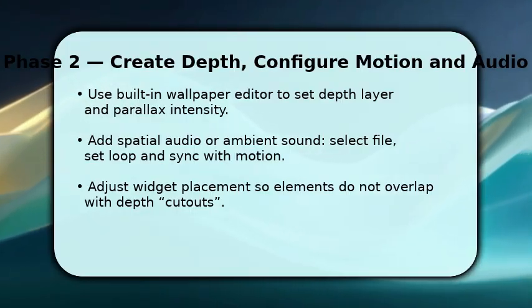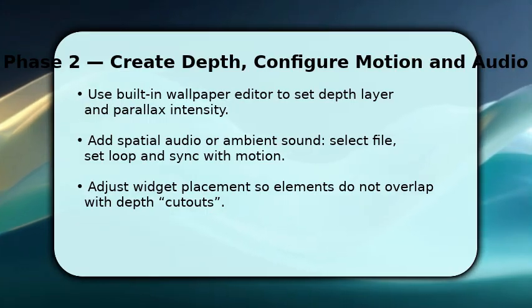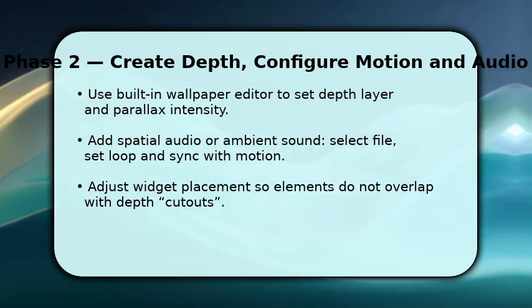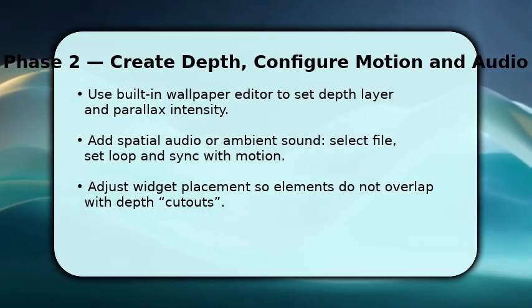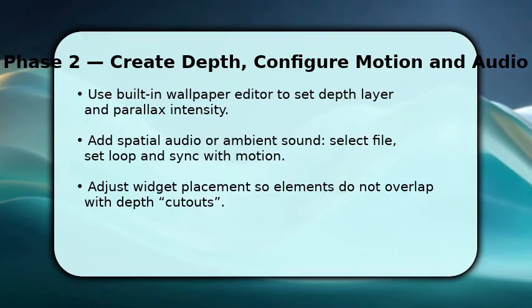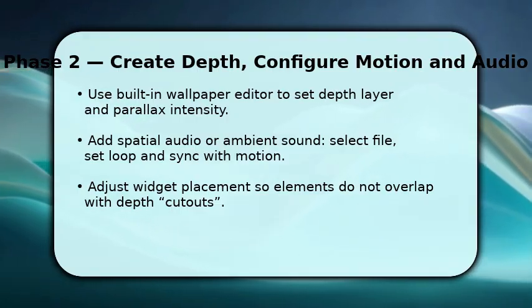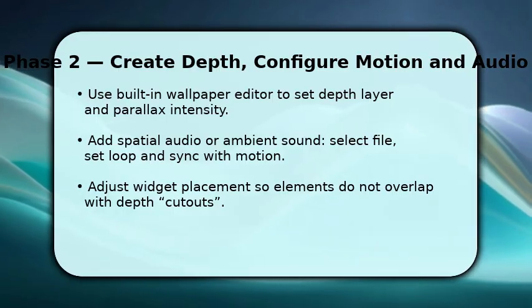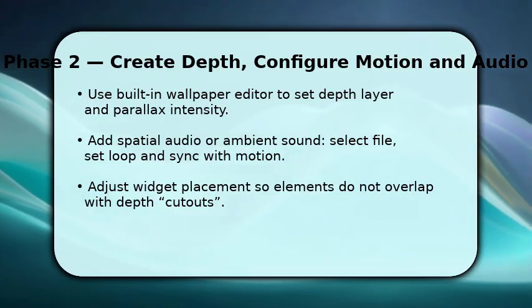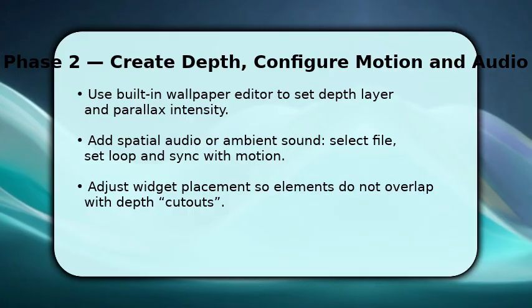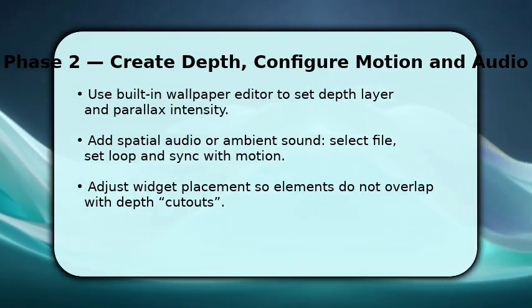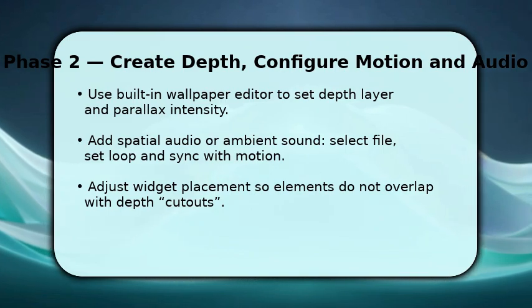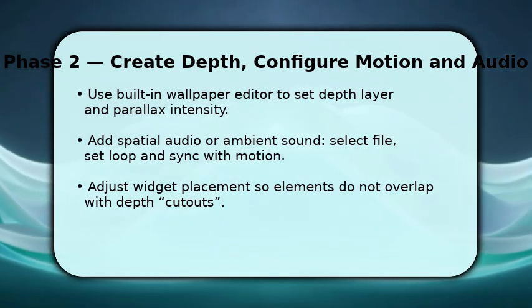You now shape the core spatial experience. In the wallpaper editor, lift the subject using depth layer controls and increase parallax to 10-30% for subtle 3D. Too much looks fake. Next, attach a spatial or ambient audio clip. Set it to loop and test while tilting the device so the sound anchors to movement. Then, move widgets away from the main subject. You want clear negative space so depth layers can breathe. Make sure to preview lock screen transitions and test under different brightness levels.